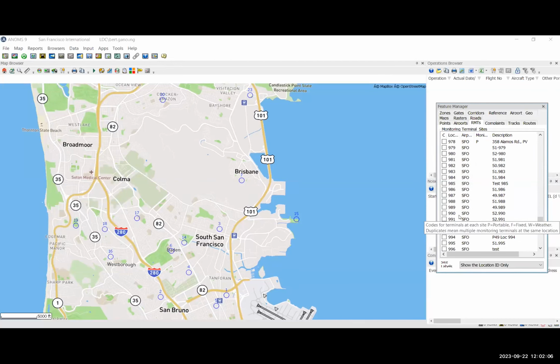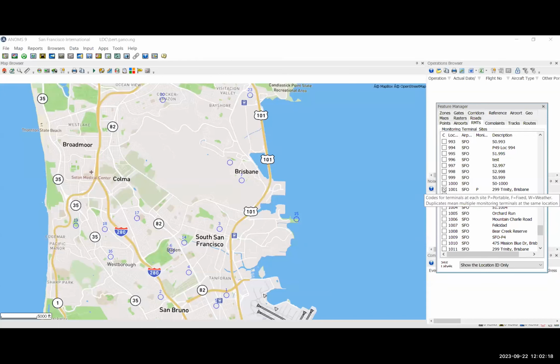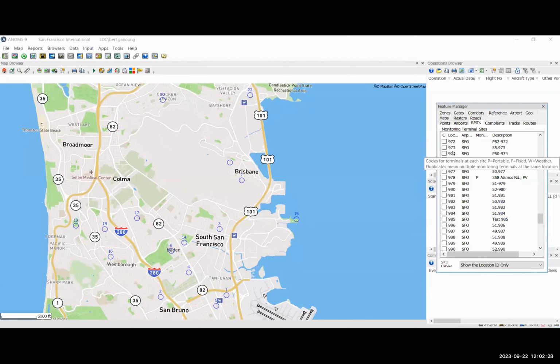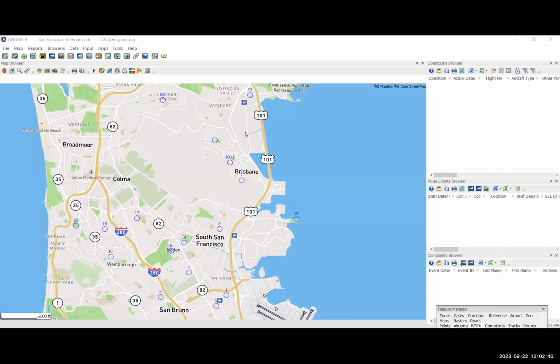So if I remember correctly, we had 1001 for Trinity. That's the road I was looking for. And the 1010. So those would be the three sites we had in your city of Brisbane. You can see that Trinity Road is 1001. It's quite close to the water tank site 7.